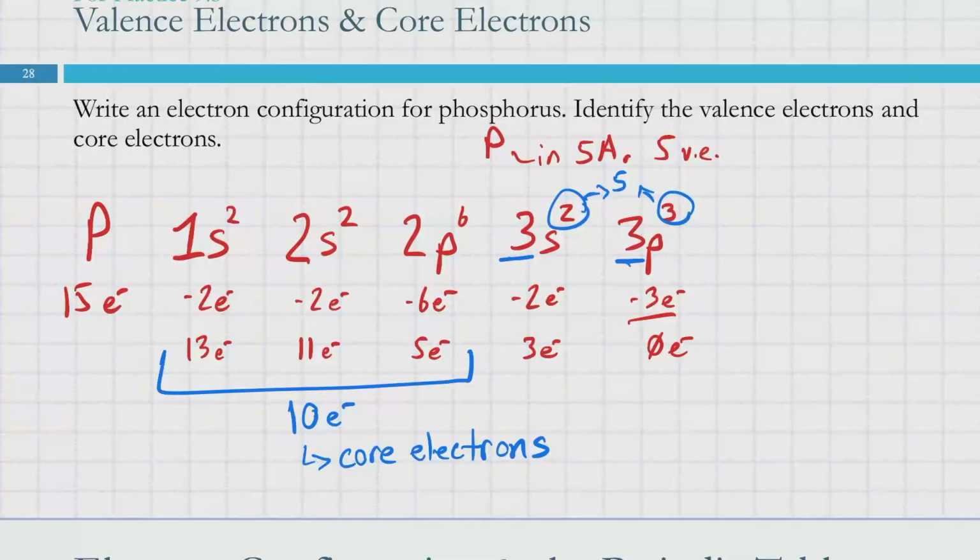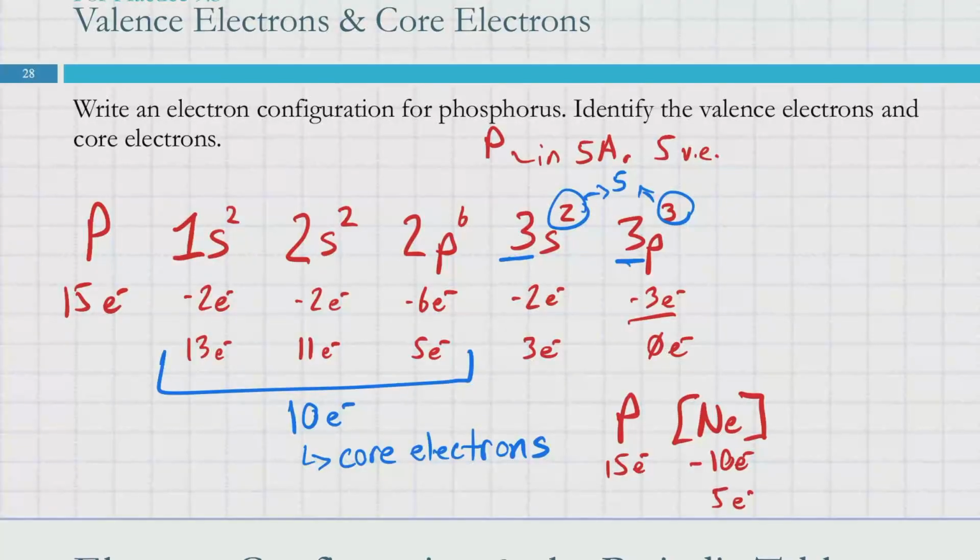If we had done this with our shortcut, we look at the previous noble gas. What's the noble gas before phosphorus? Neon. We could also do a shortened version where we write Ne in brackets. Phosphorus has 15 electrons. Neon has how many? 10, because that's the number of protons that it has. So we'd use up 10 electrons, and we would have 5 electrons left.